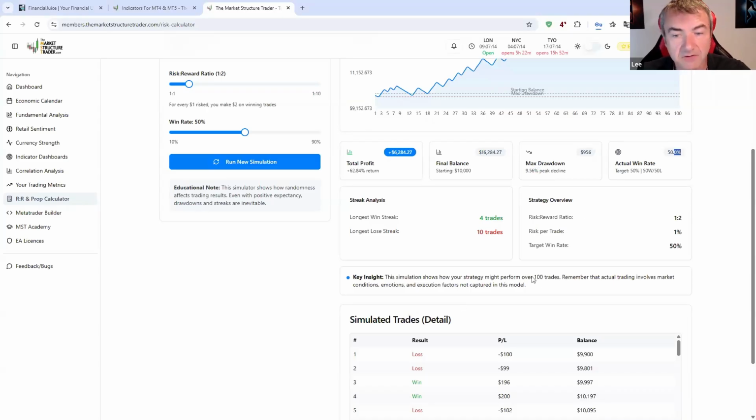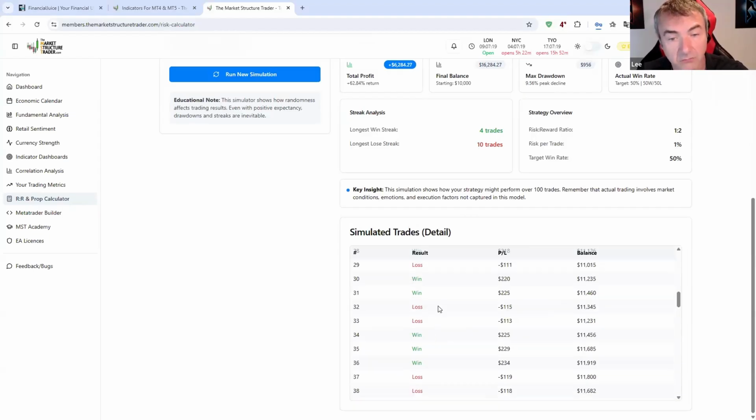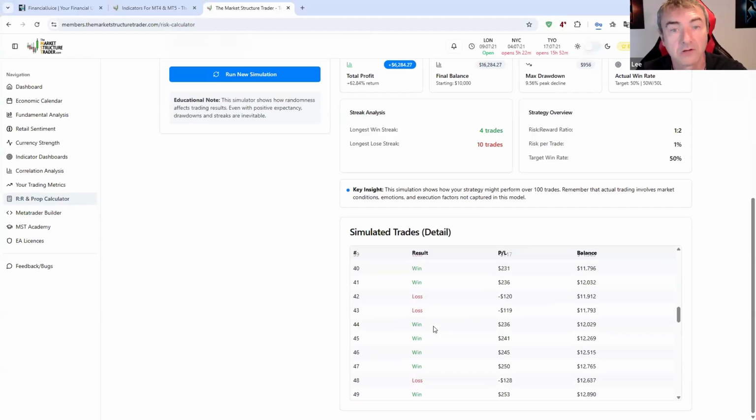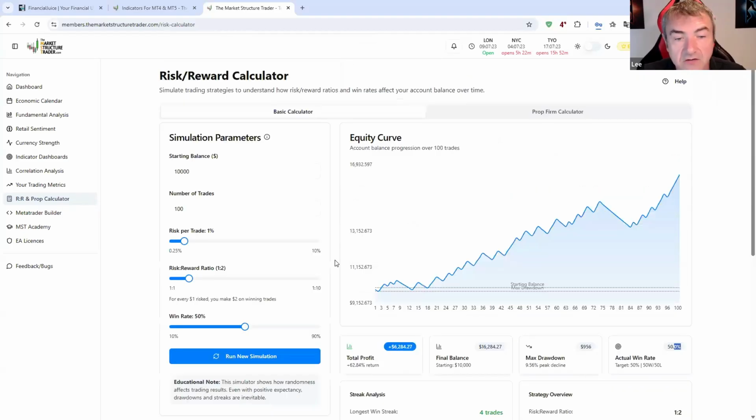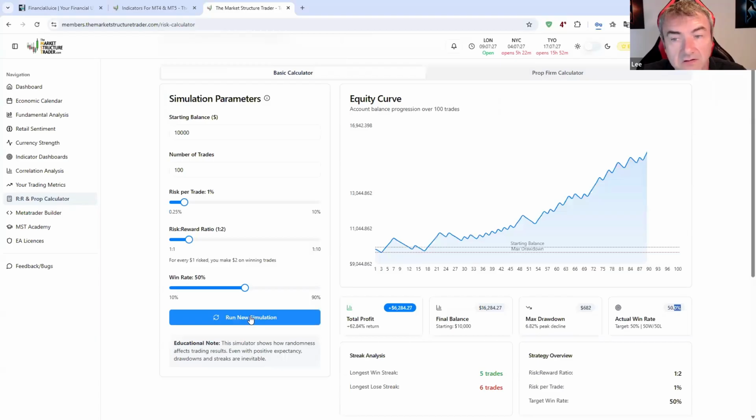And it gives you all the statistics, and it breaks down trade by trade as well, the simulation for you. So you can see how the trades worked out in the win-loss, win-loss, win-loss ratio. Okay, and you can run as many simulations as you like there. So if you press the button, there we go. We've got a totally different one.